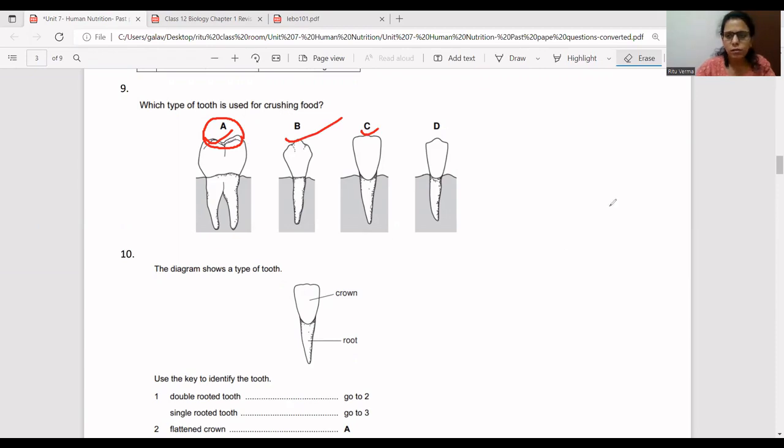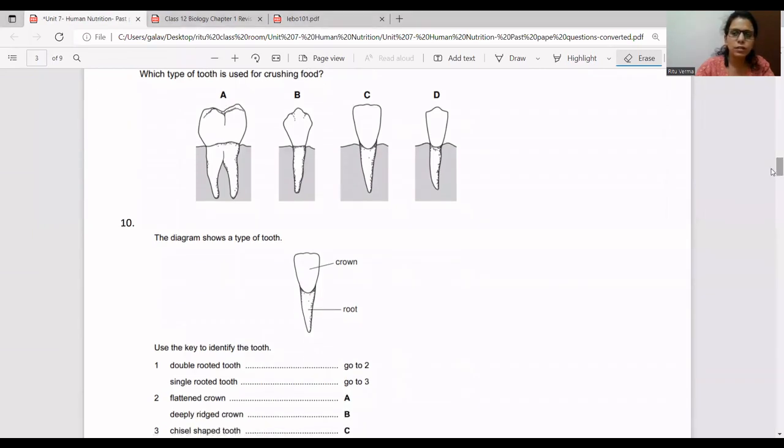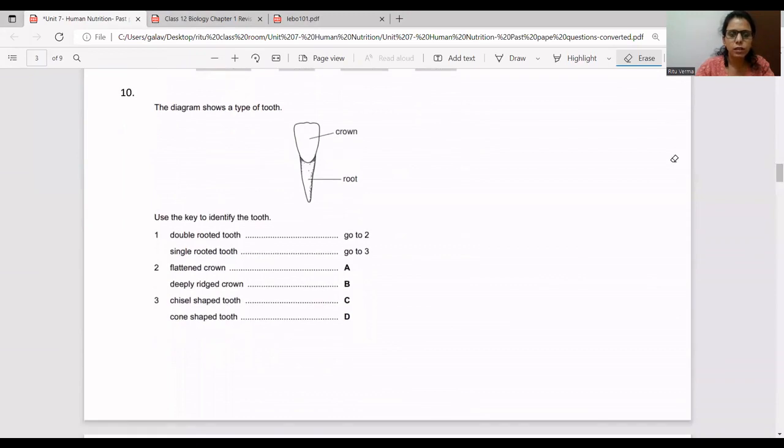Now we have question number 10. This is also based on teeth, but this question is a key question, a question given on a dichotomous key. The diagram shows a type of tooth. The upper part of the tooth is known as the crown, the part of the tooth which is visible in the mouth, and the lower part which is actually embedded into the gums is known as the root. So use the key to identify the tooth. Double rooted tooth or single rooted? We can see here there is only one single root. So this is a single rooted tooth.